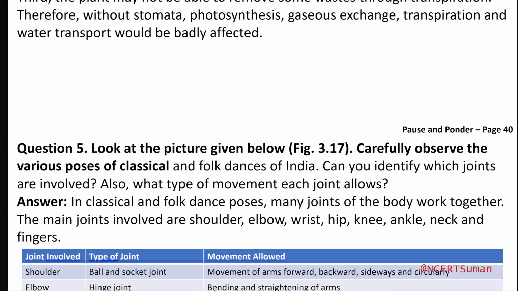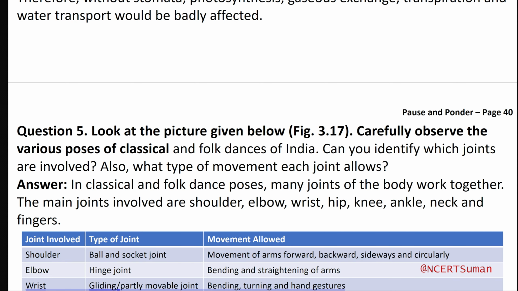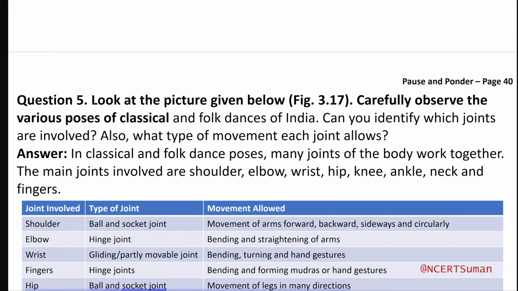Joint involved, type of joint, movement allowed. Shoulder: ball and socket joint, movement of arms forward, backward, sideways, and circularly. Elbow: hinge joint, bending and straightening of arms. Wrist: gliding / partly movable joint, bending, turning, and hand gestures. Fingers: hinge joints, bending and forming mudras or hand gestures. Hip: ball and socket joint, movement of legs in many directions.